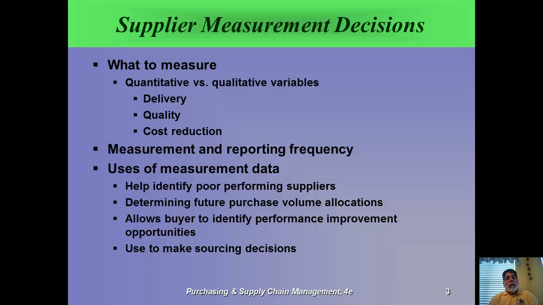Now, what do you do with this data? Well, you determine who are the poorly performing suppliers so that we can bring them up to speed. We can figure out where we're going to spend our money in the future. We're going to identify places where we can do more improvement. It allows us to make our purchasing or sourcing decisions.